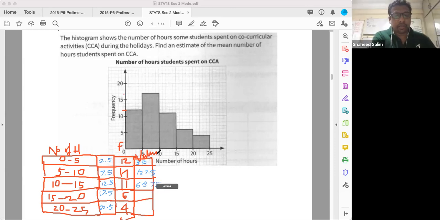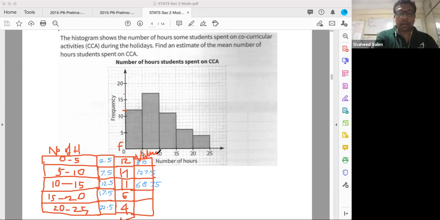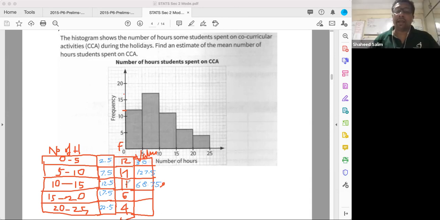12.5 times 11 is not 68.75. You try again. You must clear your calculator after each calculation. This one you have to check. 12 times 10 is really 120, so 12.5 times 11 is bigger. You try AC it, AC it.